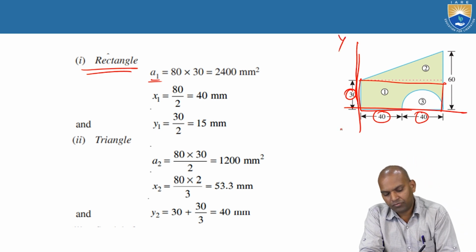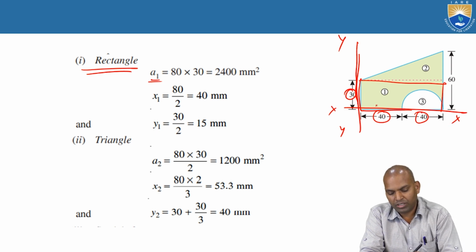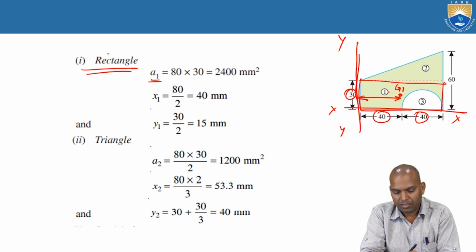This is the reference axis, yy and xx. What is the y1, x1? x1 equal to 80 by 2. Reference, this is the G1.